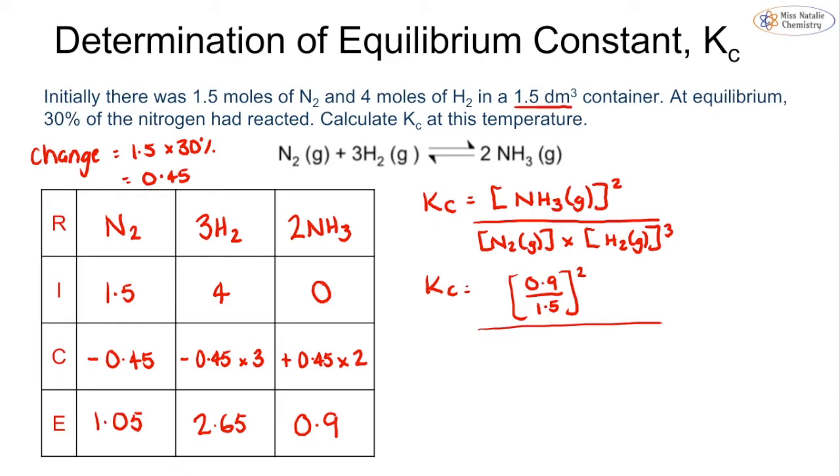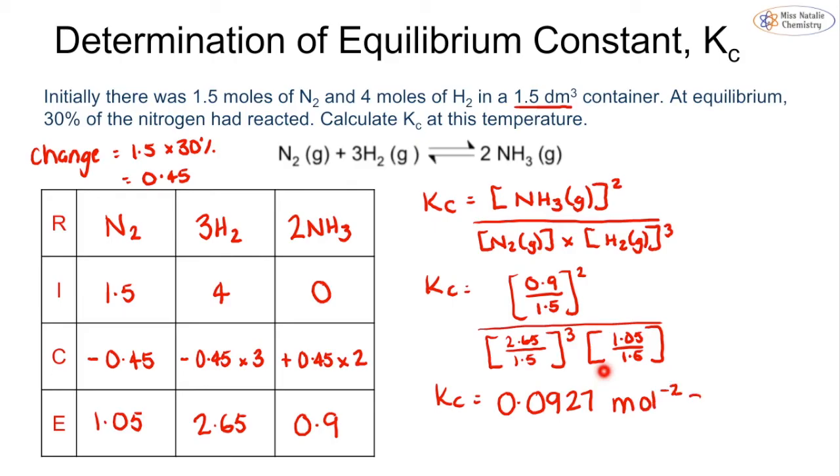going to be all squared, over the 2.65 divided by 1.5 for the hydrogen, which is cubed, times the 1.05 over 1.5, and there is no index for that. So when you put all of that into your calculator, you find that Kc is 0.0927, and you would work out your units in the way that we have each time, and you get moles to the -2, decimeters to the 6. And that would be your final answer.